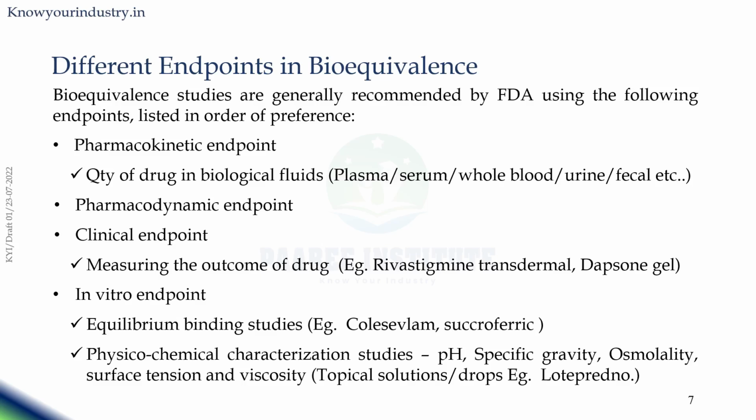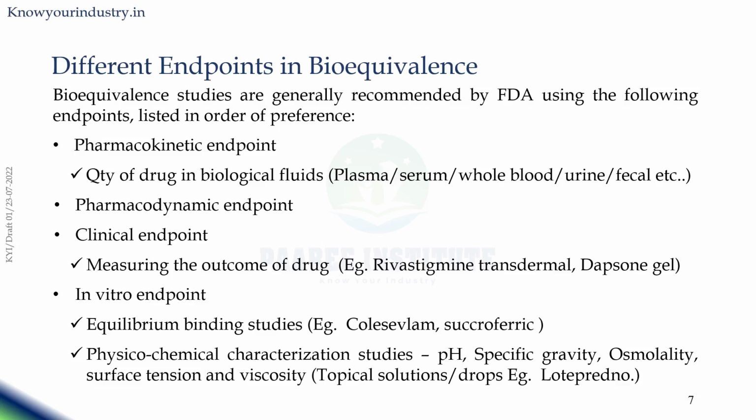Then finally it comes to the in vitro endpoint. What are the in vitro endpoints? Some drugs are not absorbed systemically, and those drugs will be acting in the local environment of the gastrointestinal tract. So those drugs are cholestyramine or sucroferric oxyhydroxide, which bind to the bile acids or bind to the phosphates in the blood circulation or in the gastrointestinal tract. So these binding mechanisms will be exploited to understand the kinetic binding as well as the equilibrium binding. The constants will be derived and subject to statistical analysis, and thereby you are concluding the bioequivalence.